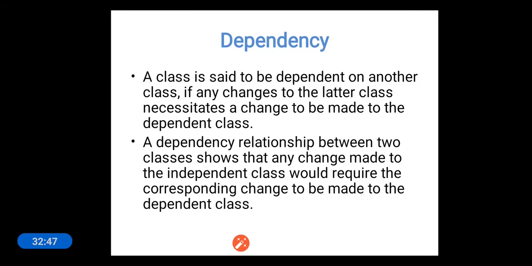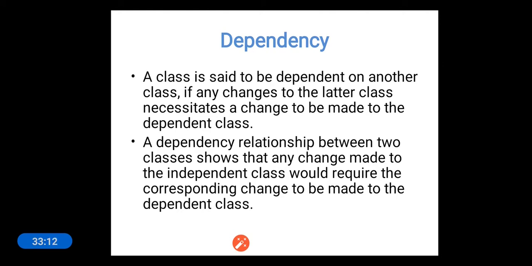And the last one comes to the dependency. A class is said to be dependent on another class if any change to the other class necessitates a change to be made to the dependent class. That means if a change done in one class is affecting the other class, then we can say these two classes are dependent.